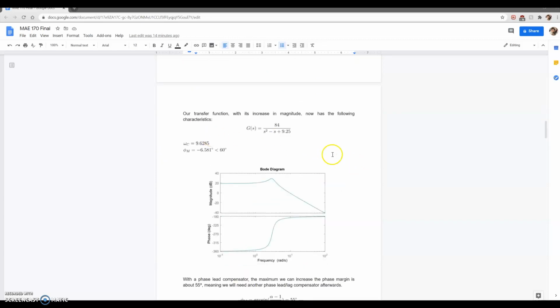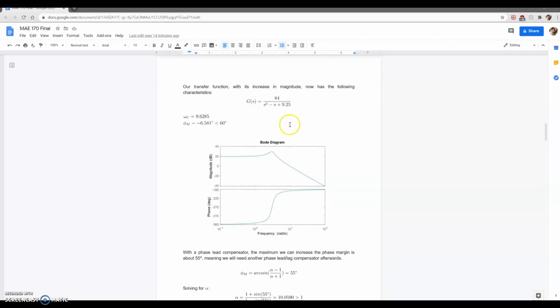So next, we have a crossover frequency. After we plotted the given open loop transfer function with the gain, now we have a crossover frequency at 9.6 radians per second, but our phase margin is negative 6.5 degrees, which is much less than the 60 degrees.